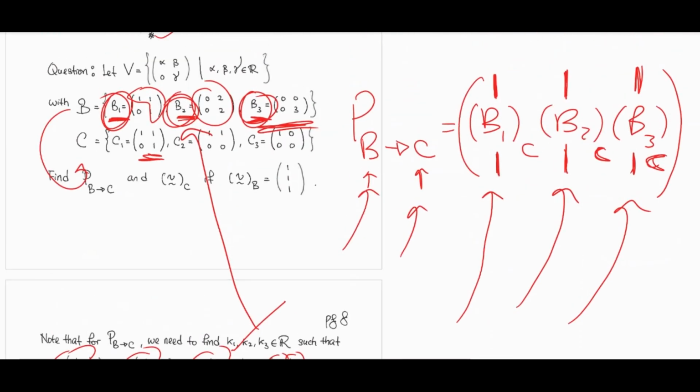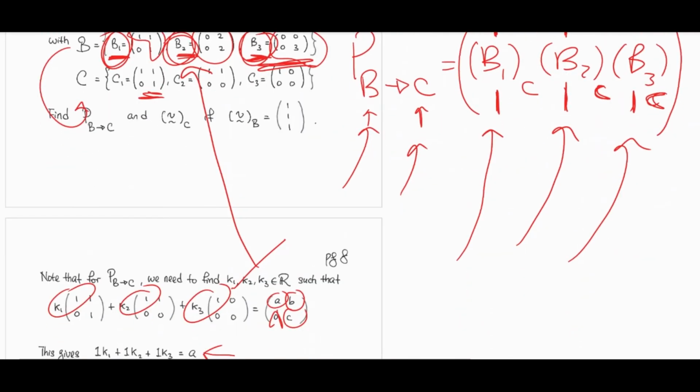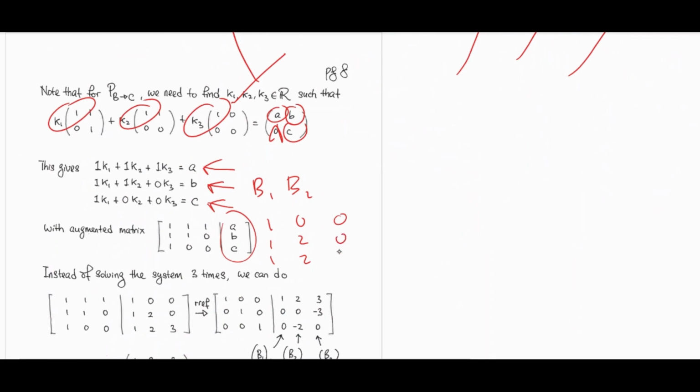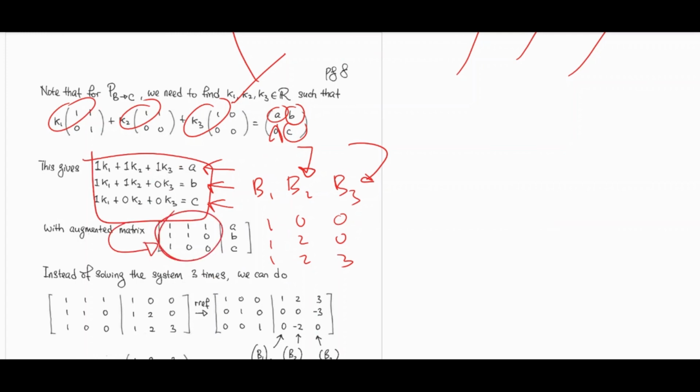And then we have to do one last time with this 0, 0, 3. That is B3. And we want to find the K1, K2, K3 associated with this, and then do it one more time with this. So we have to solve this linear system 3 times, actually. So instead of solving that 3 times, you can see the coefficient matrix is always the same.